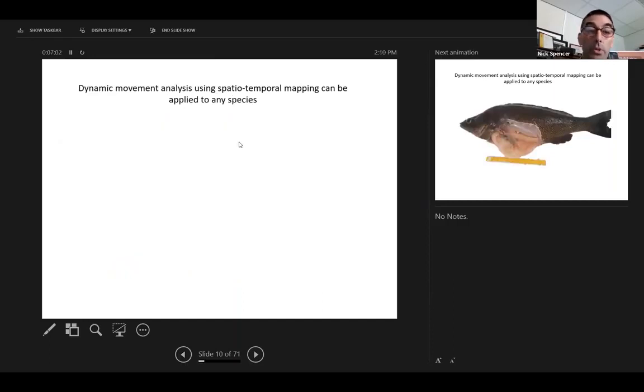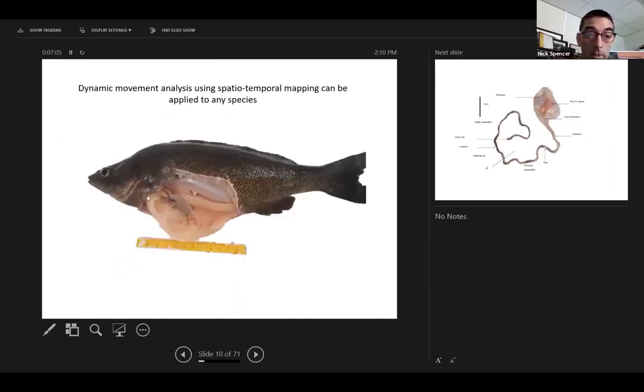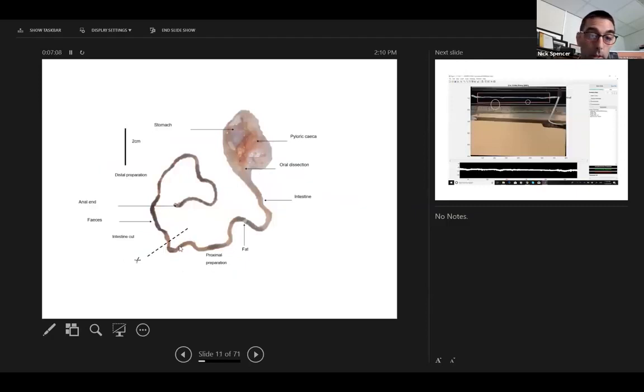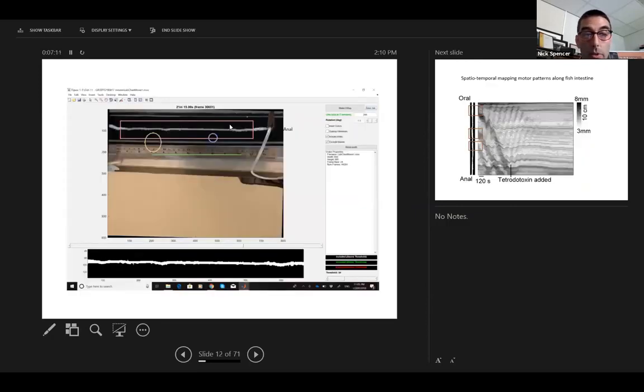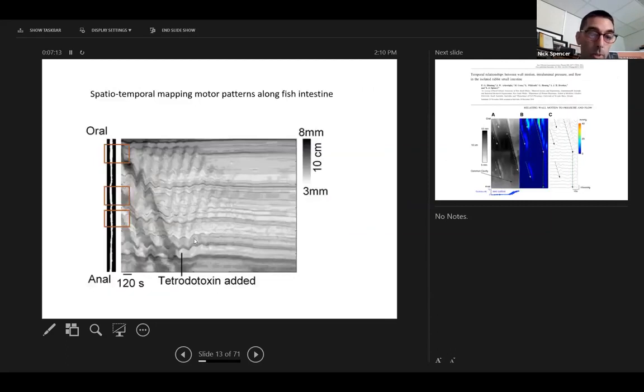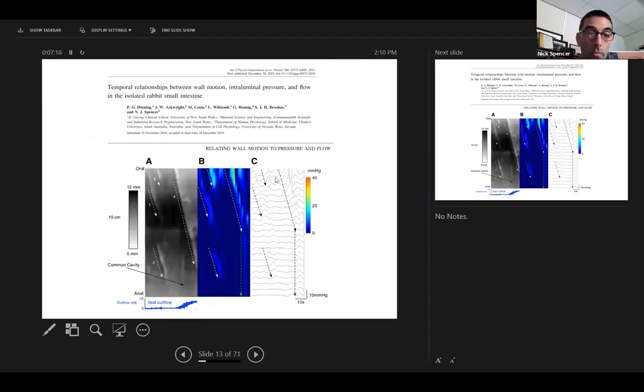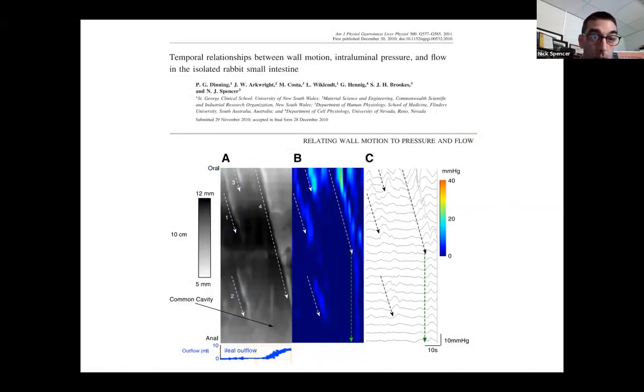You can record movements from any organ, from any species. This is a fish. We took out some intestine a few years ago, and we could draw regions of interest and record spatiotemporal maps from fish intestine. So don't think the gut is the only organ that you can do this with. This is some work we did about 10 years ago. John Arkwright's a physicist, and he made a fibre optic catheter, and we were able to insert it in the lumen, recording intraluminal pressure with spatiotemporal mapping of outflow along the gut wall. That was great, and we were very pleased with that.